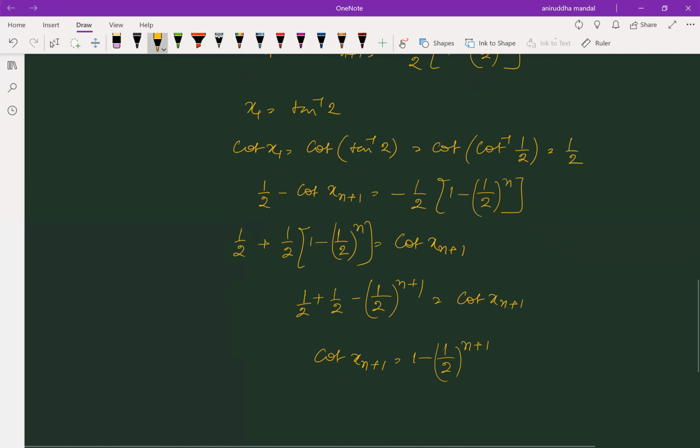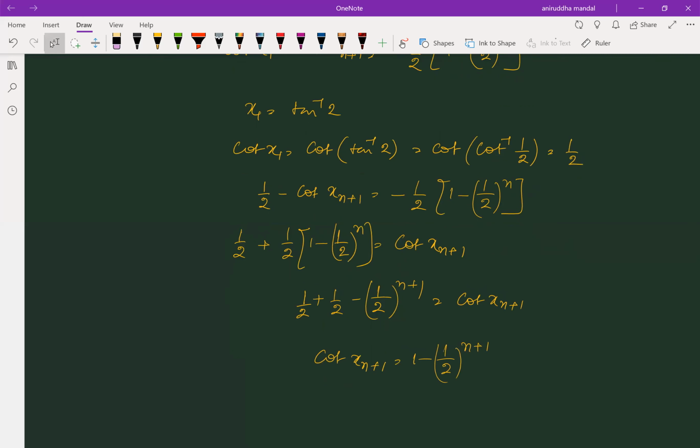So we have to find the expression of cot x_n. Just replace n+1 by n. So the answer to the first question is cot x_n equals 1 minus 1 by 2 to the power n.